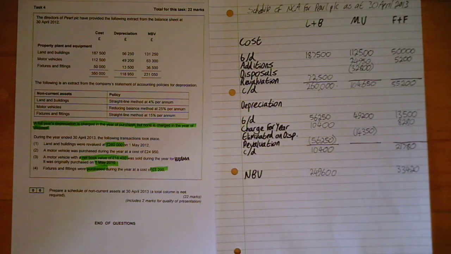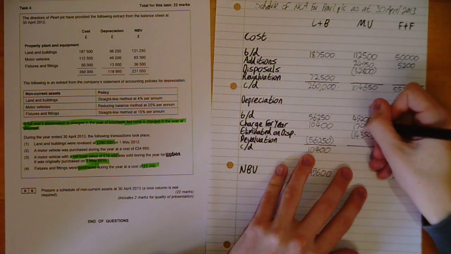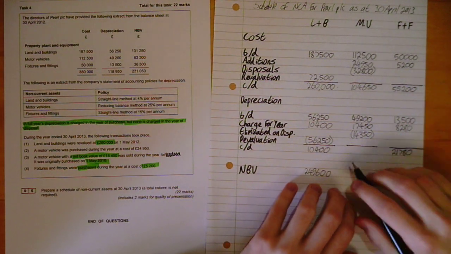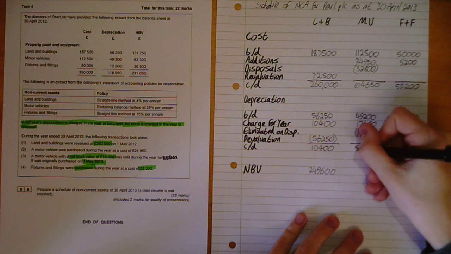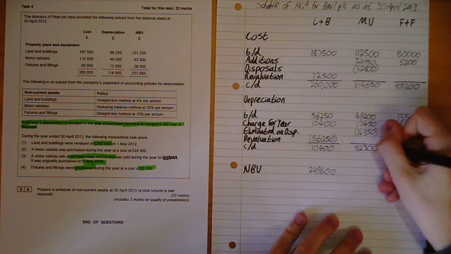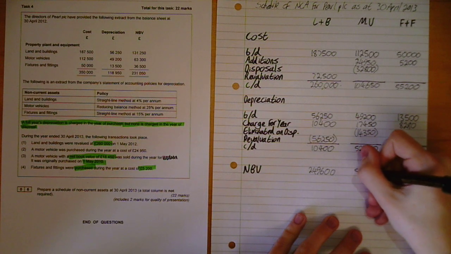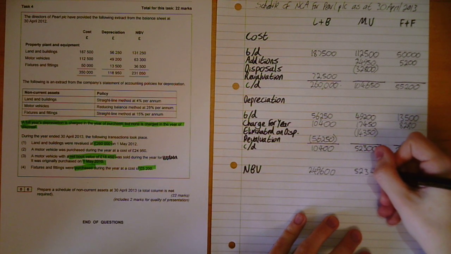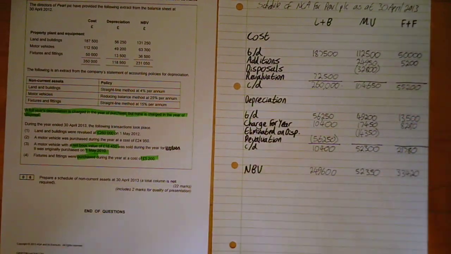So now we can slot that into our actual schedule of non-current assets. So 17,450. No revaluation because it's not land and buildings. So now we're going to get our total depreciation figure, which was 52,300. Once again, cost minus depreciation gives us our net book value, 52,350, I believe. And that's it basically.